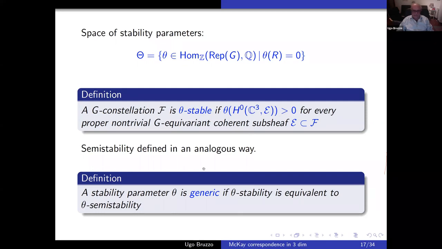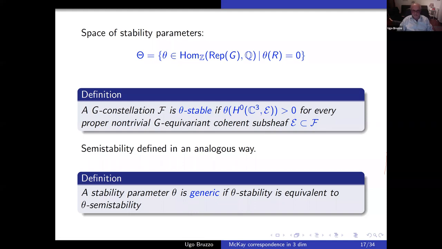and semi-stability, of course, we also allow for equality. And this definition is also the notion of genericity that you have, for instance, for quiver representations. You say that the stability parameter theta is generic if for that value of the parameter, stability and semi-stability are equivalent. Okay, such a stability parameter, sorry, is called generic.